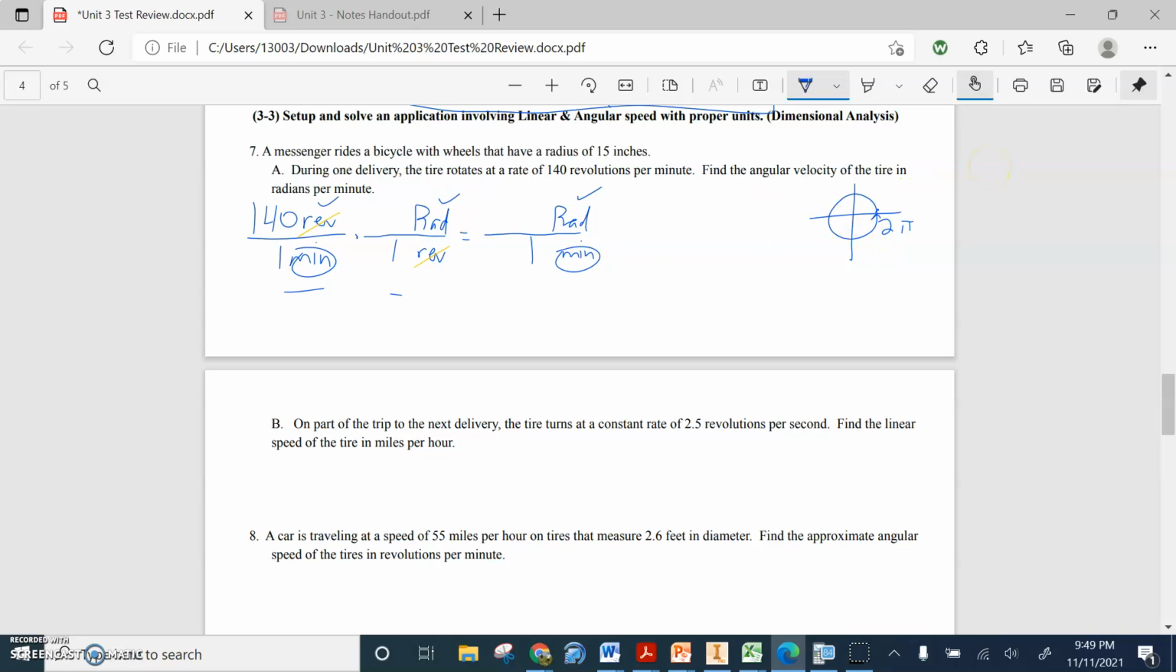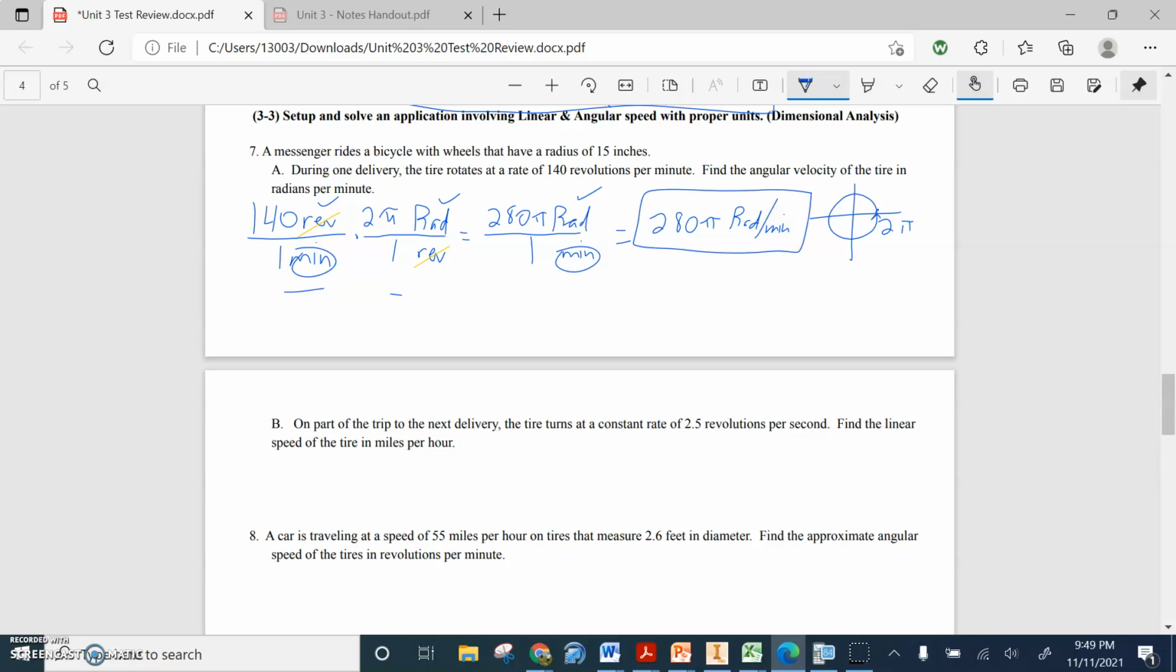What I'm getting at is 1 revolution is all the way around the circle, and that's 2 pi radians. All right, so that's just tried and true. If they want you to go from RPMs, revolutions per minute, to radians per minute, all you do is take the number they give you times 2 pi. So in this case, it is 280 pi. So your final answer is 280 pi rad per minute.